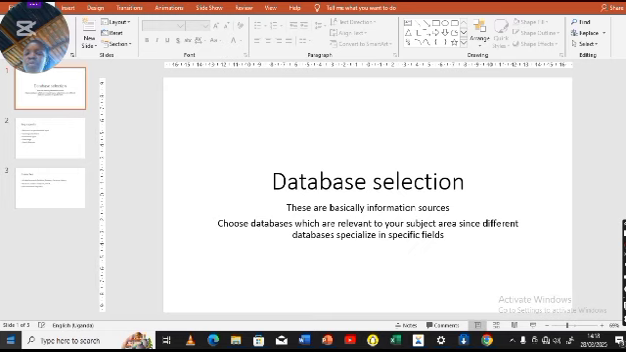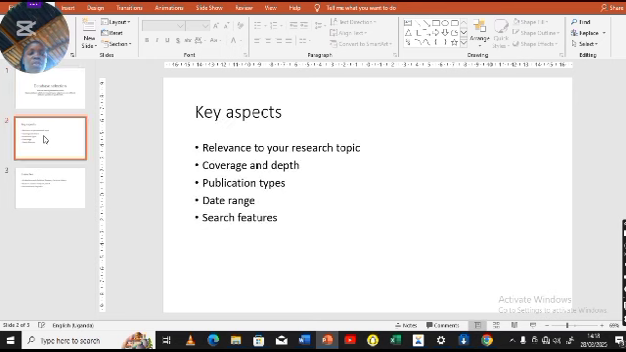Database selection includes the subject matter focus of the database, coverage of relevant publications within your field, and accessibility. The key aspects of database selection are relevance to your research topic, coverage and depth, publication types, date range, and such features.